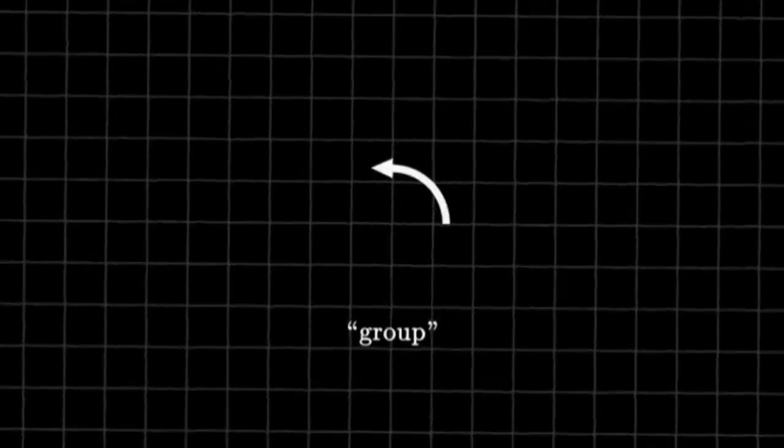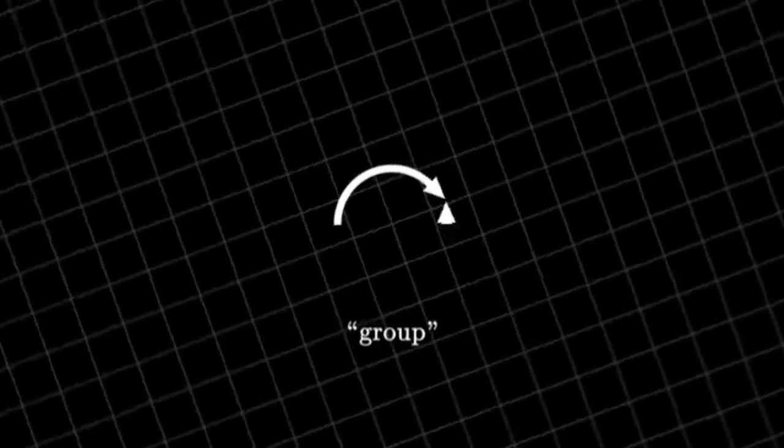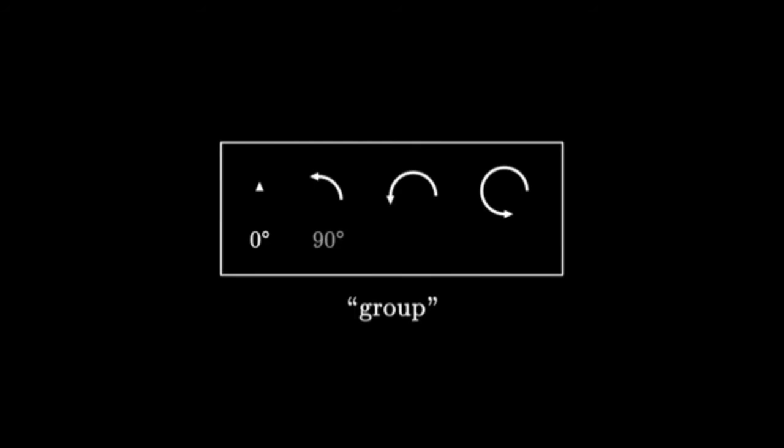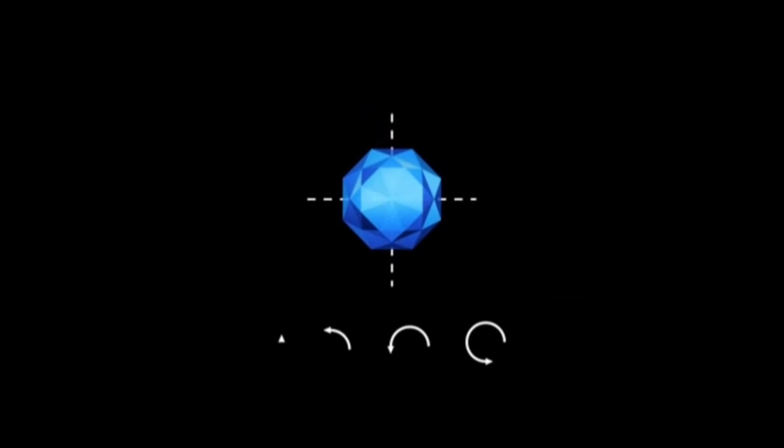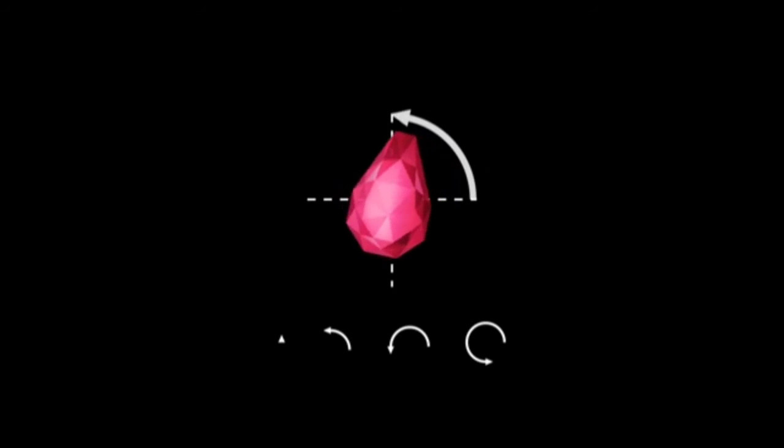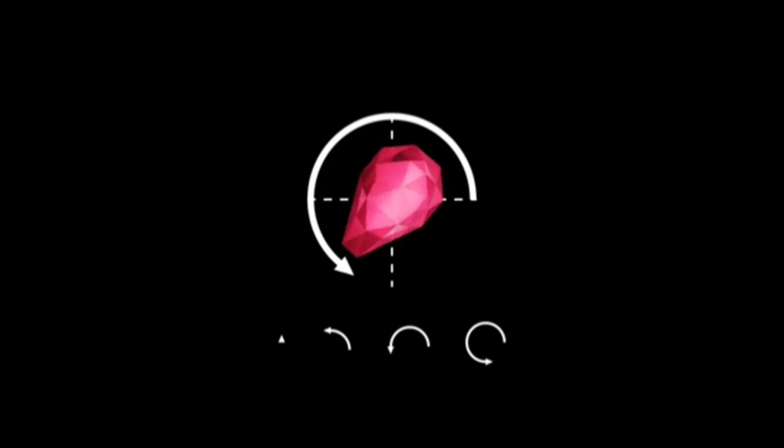A group in mathematics is a set of operations which can be combined or reversed. For example, the set of quarter-turn rotations, 0 degrees, 90 degrees, 180 degrees and 270 degrees, forms a group, a set of operations that can be combined or reversed. Groups are very useful for describing the symmetries of an object. This gemstone, for example, is symmetric under this group because it does not change appearance after any of these four rotations. This next stone, on the other hand, is not symmetric since it changes appearance depending on the orientation.